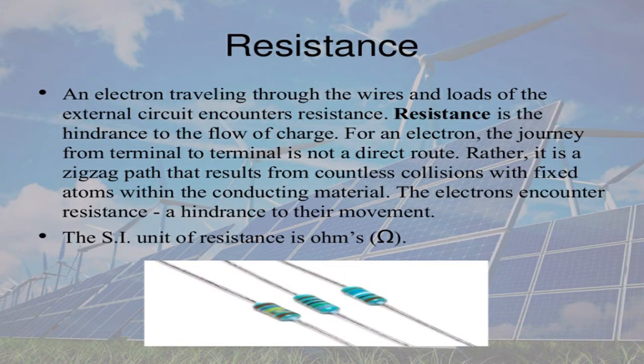Now, an electron traveling through the wires and loads of the external circuit encounters resistance. So, resistance is the hindrance to the flow of charge. For an electron, the journey from terminal to terminal is not a direct route, rather it is a zigzag path that results from countless collisions with fixed atoms within the conducting material. The electrons encounter resistance, a hindrance of their movement.